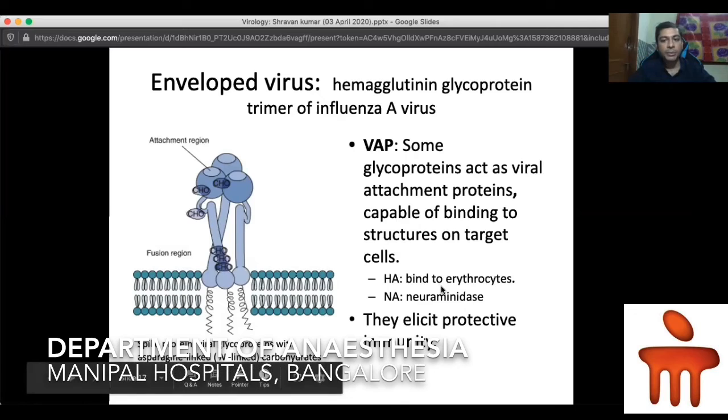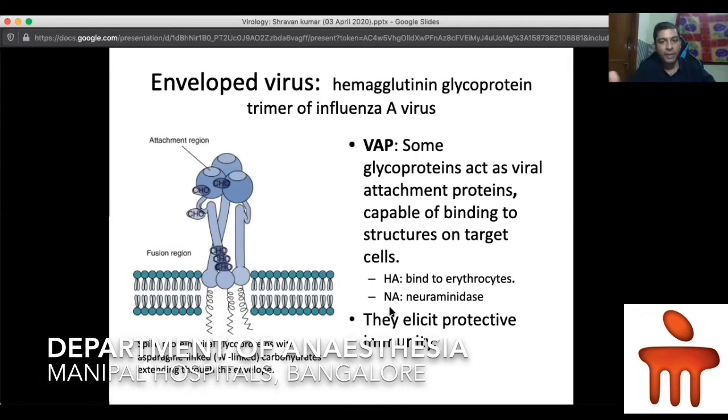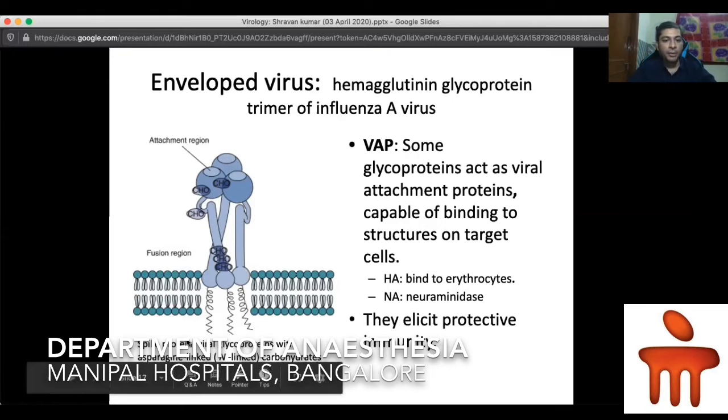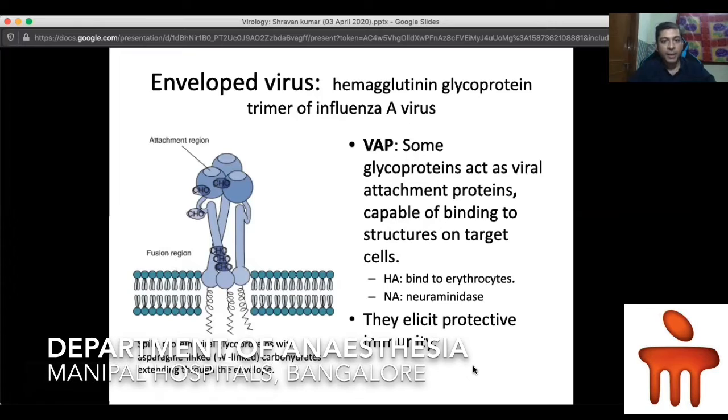It binds to the erythrocytes, and the neuraminidase protein binds to its own receptor. Now, what is represented on the left-hand side is the spike protein, which is a viral glycoprotein with N-linked carbohydrate. Exposure of a human or any mammalian body to this glycoprotein itself will elicit a protective type of immunity.